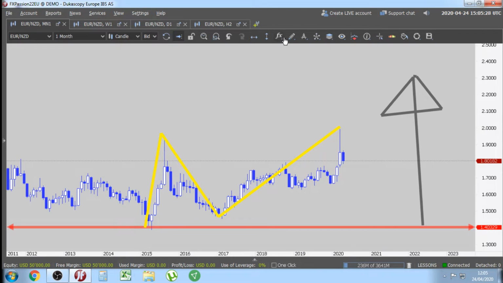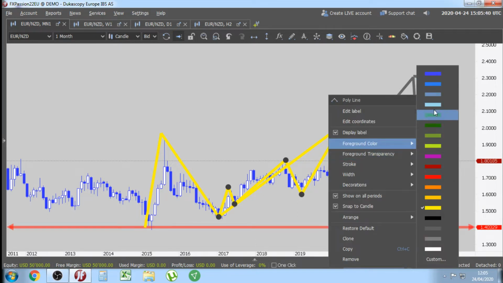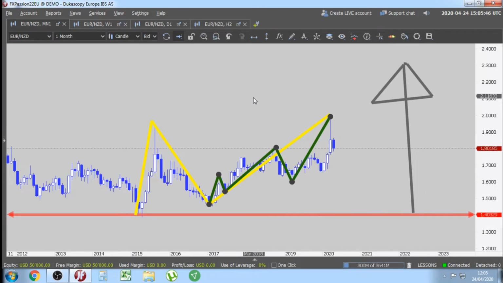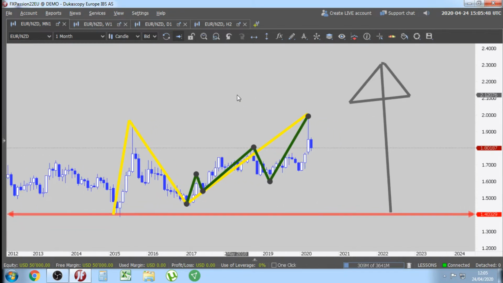And the short-term wave, what is the market doing short-term? Well, it's making higher highs, higher lows, higher highs, higher lows, and finally higher highs. So this is the short-term trend. Remember, not all highs and lows are relevant.